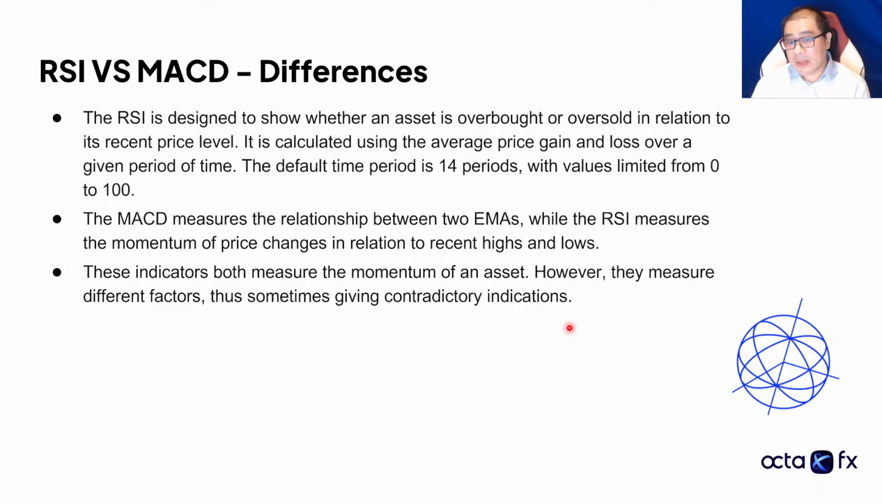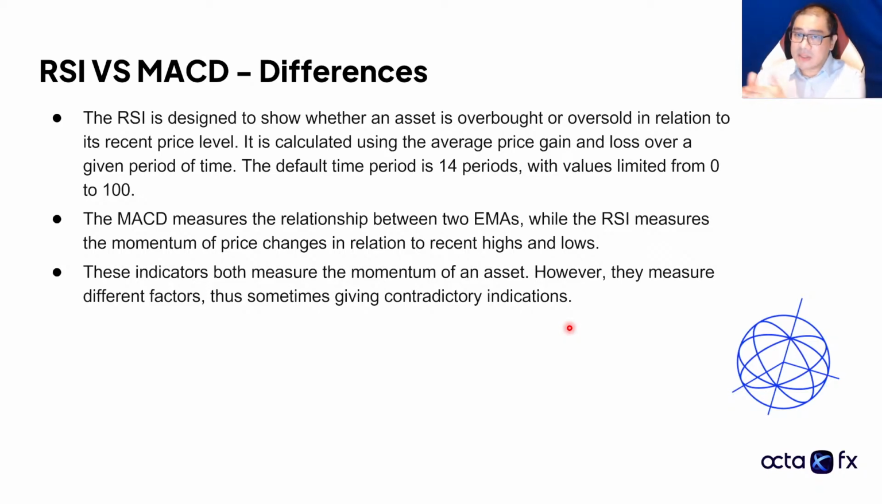MACD measures the relationship between two EMAs, not price. Okay, RSI looks at price directly. The MACD doesn't look at price directly. It actually filters twice and then looks at the difference. Okay, so that's different. The RSI measures price directly.